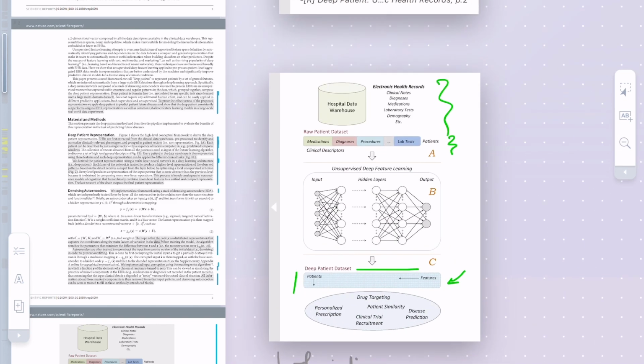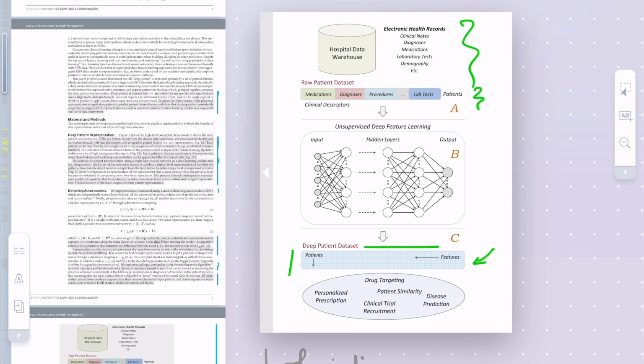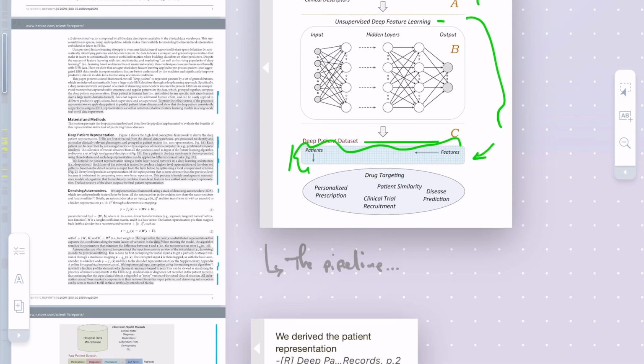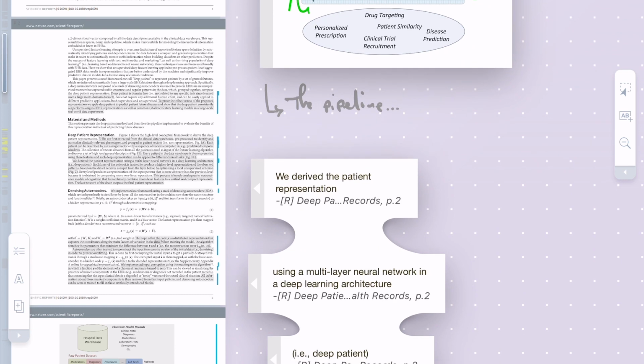If you want to talk about this visually, we can have the data set here, they have the patients here, and then they have different data sources like lab tests, procedures, diagnosis, medications. They have the unsupervised deep feature learning, and then they use these representations for various tasks.